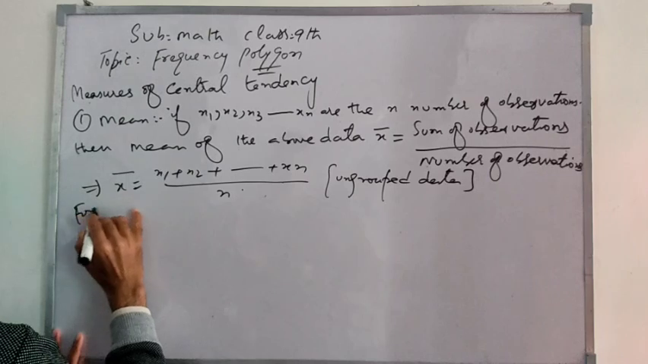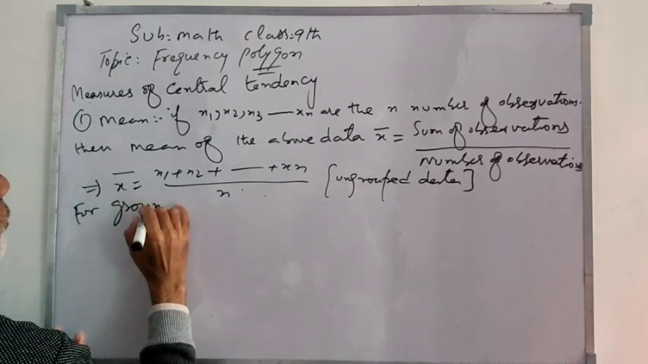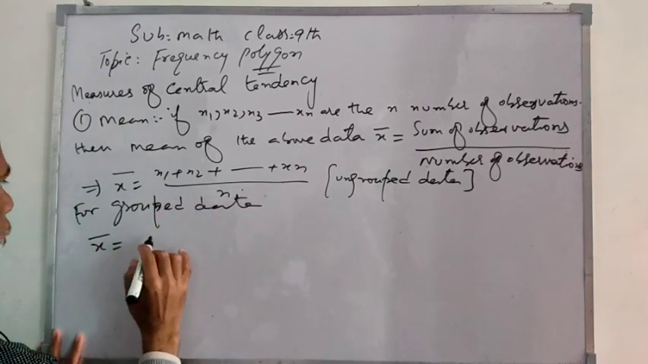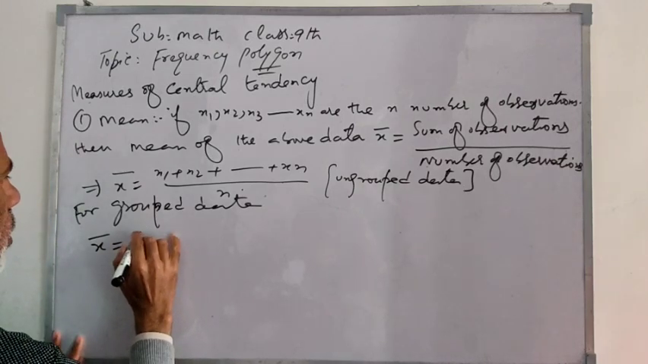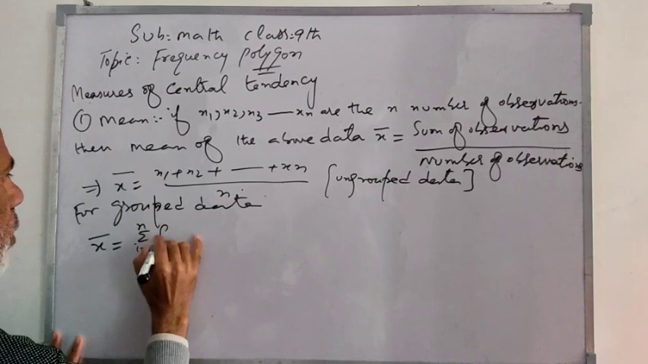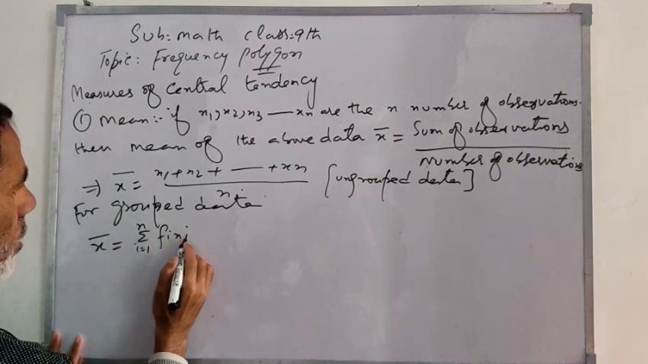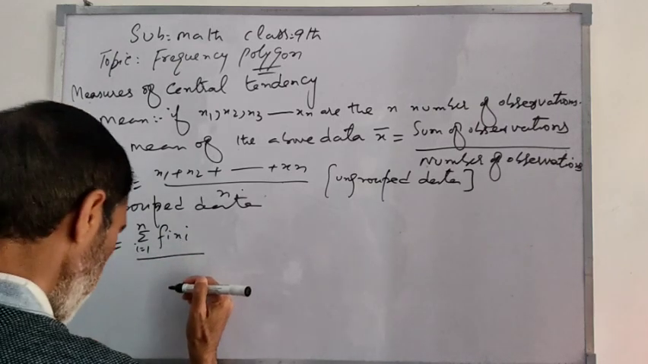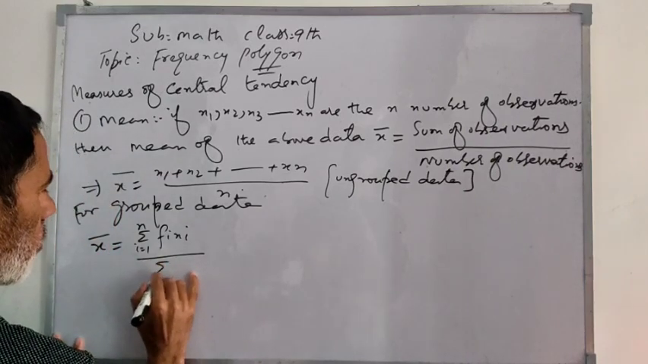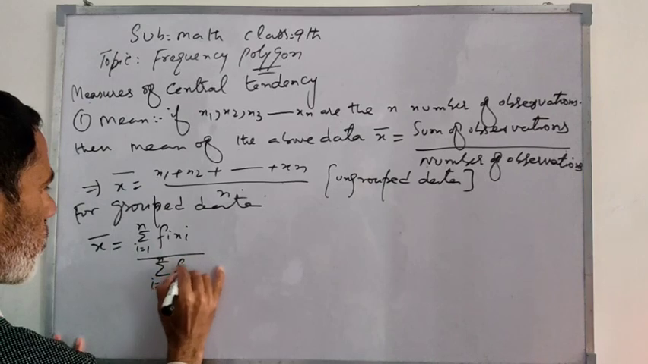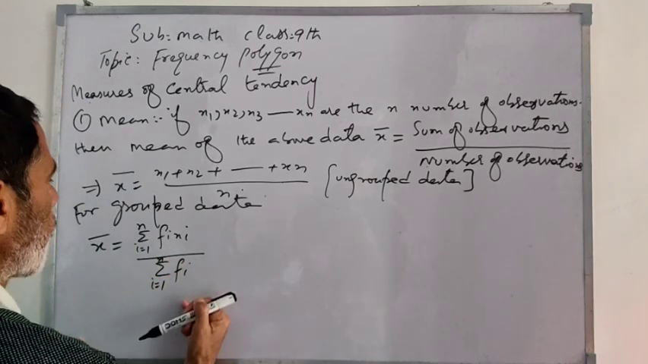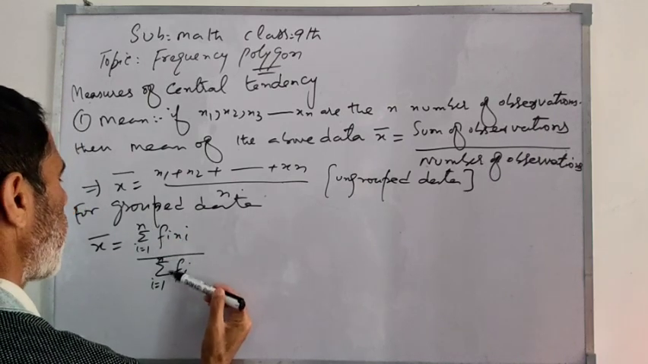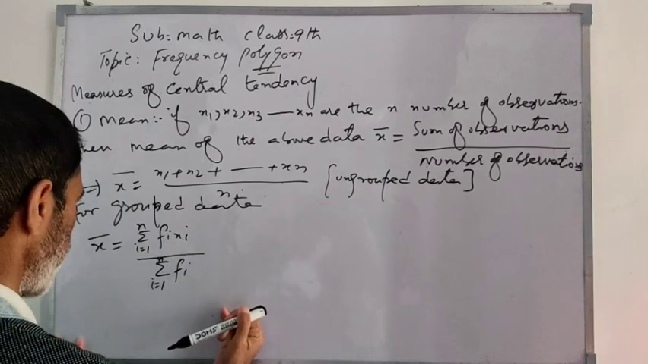For grouped data, bar x will be sigma i equals 1 to n of fi xi divided by sigma i equals 1 to n of fi, where fi is the frequency and xi are the observations. The denominator is the total sum of frequencies. That is, the sum of the products of frequency and observations divided by the total sum of frequencies for grouped data.